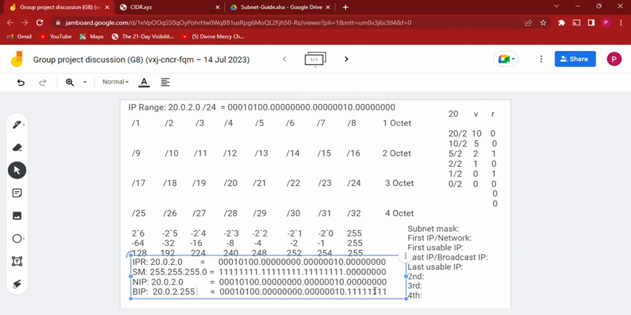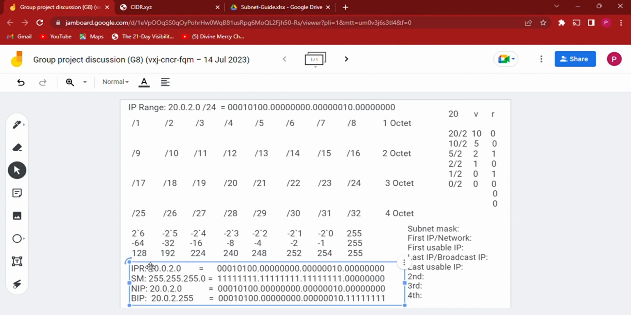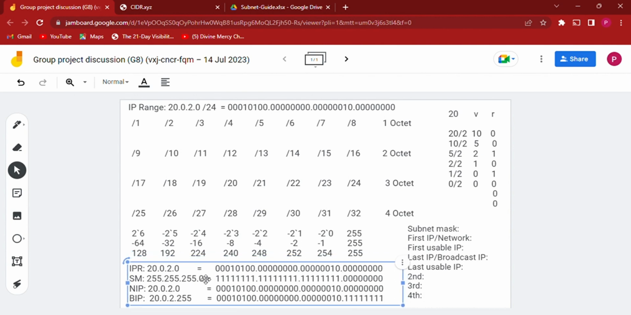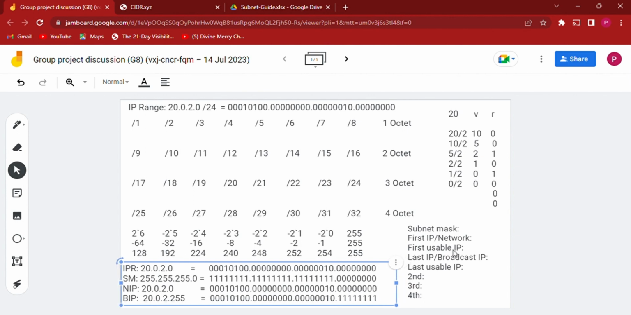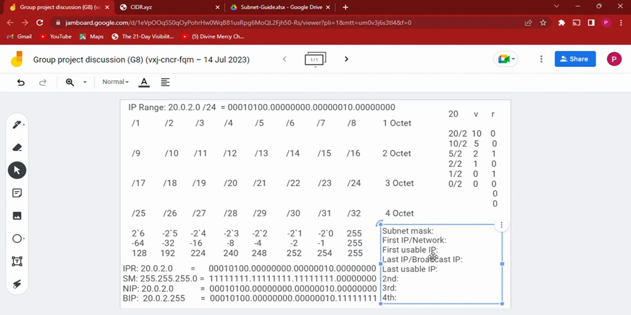You can do it at your end. So that is the broadcast IP, which is the last IP address, and the last usable IP address is the one that comes immediately before the broadcast IP. So now with this information, let's try to complete our table.